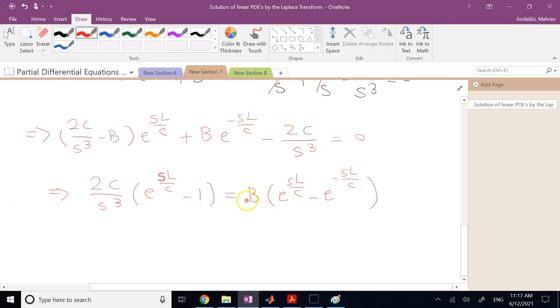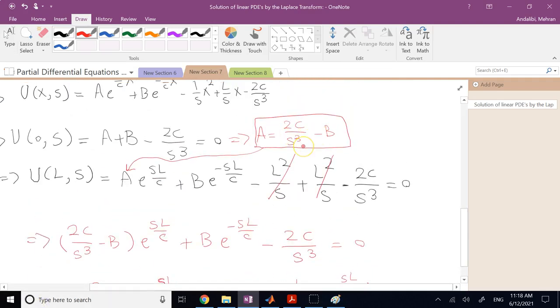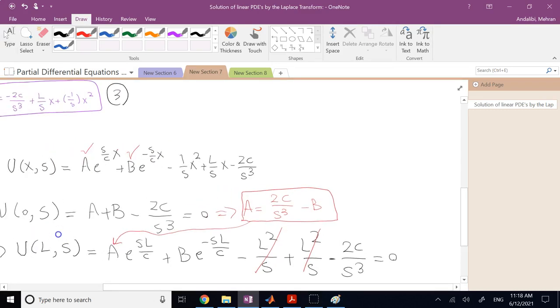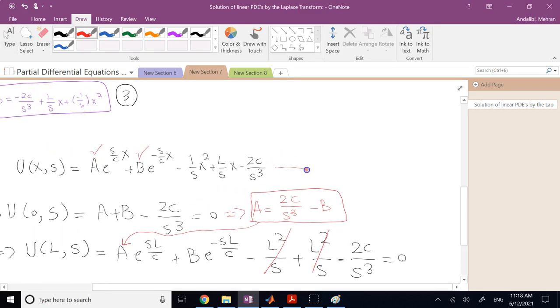And from here, you can find b directly as a function of s, then plug it back into the top one and find a as a function of s. And then now your total function u of x and s is going to be completely found, right? So you have now a and b both as a function of s.